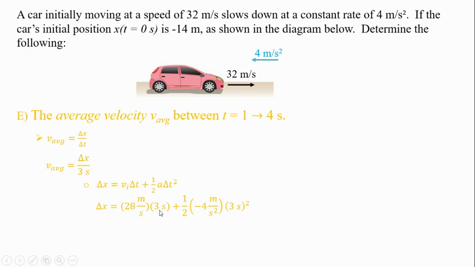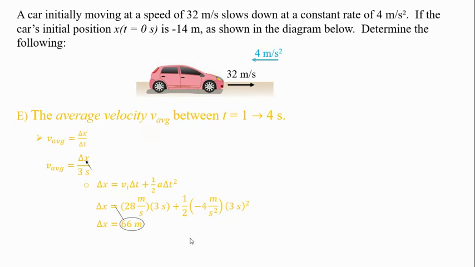The change in time again is 3 seconds, because 4 seconds minus 1 second is 3, plus 1/2. The acceleration is given in the diagram. Time is again 3 seconds, and don't forget the square. If you simplify this, you should get a displacement of 66 meters to the right during that time interval. Here I just have 66 meters, but really displacement is a vector, so have good habits: right, east, whatever you want.